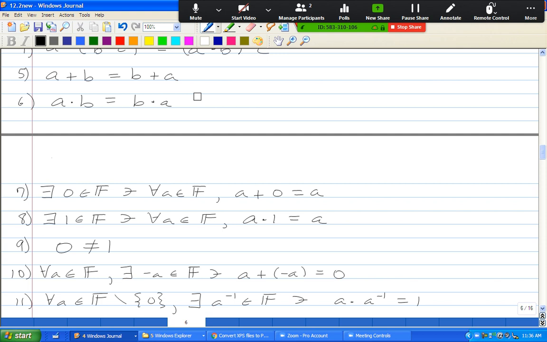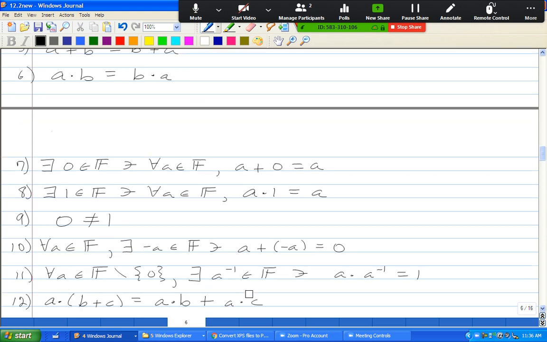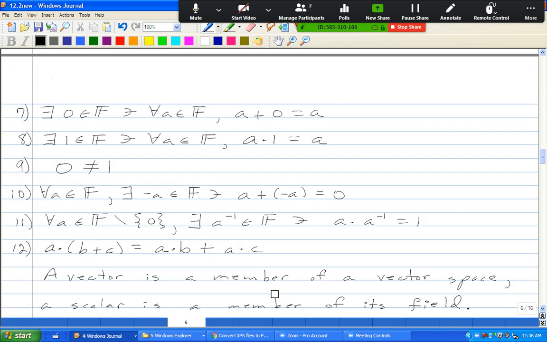And lastly, multiplication distributes over addition. So I have the distributive property. A times the sum of B and C is the sum of A times B plus A times C. And so that is, well, the definition of a field. And so a scalar is a member of a scalar field, that is, a scalar is a member of a field.